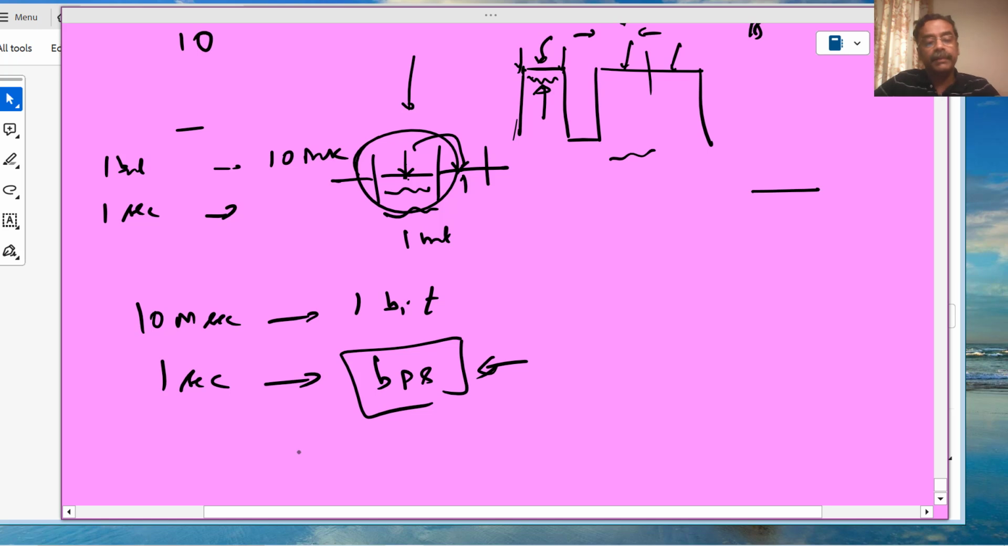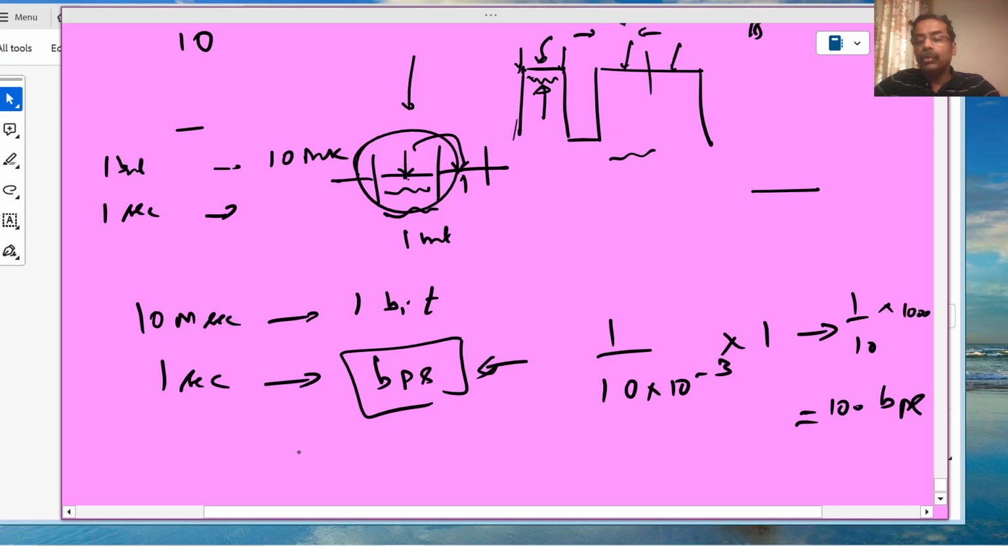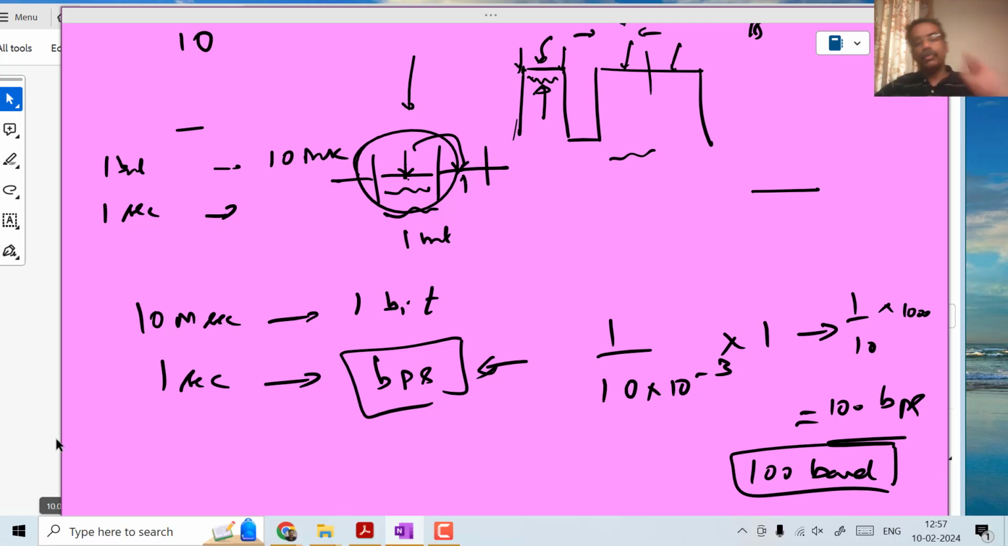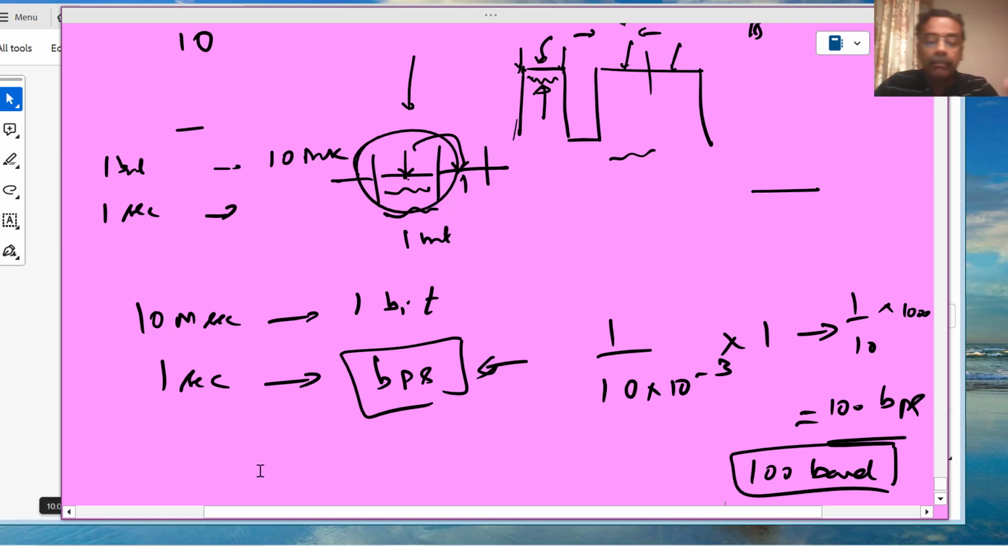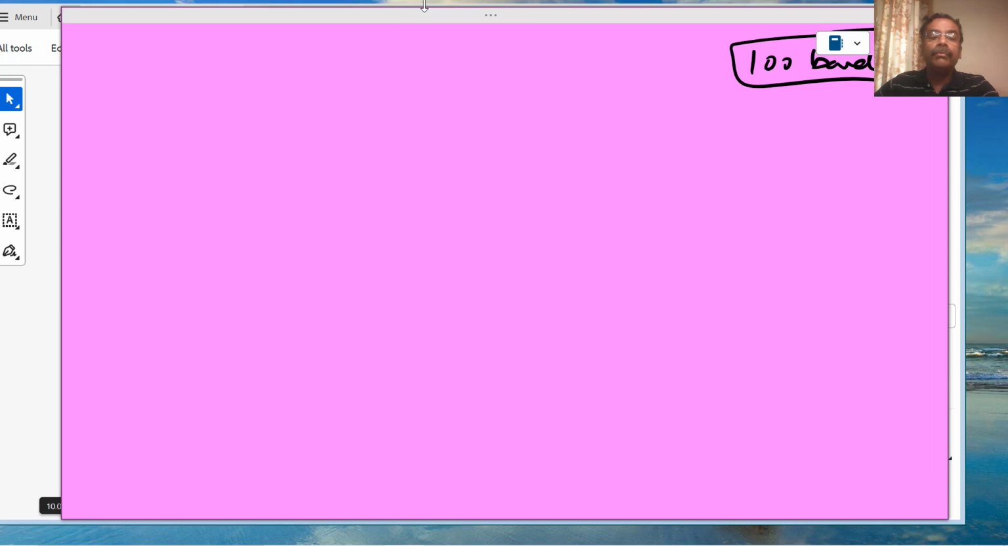What is the speed of this particular thing? Then I need to say 1 by 10 into 10 power minus 3, which is nothing but 1 by 10 into 1000, right? So 100 bps. This is how you find out the baud rate. What is the baud rate? It is 100 baud. So if this duration is given, you should be able to find out the bits per second at which the data is flowing. Now let us try to understand the encoding of the data.